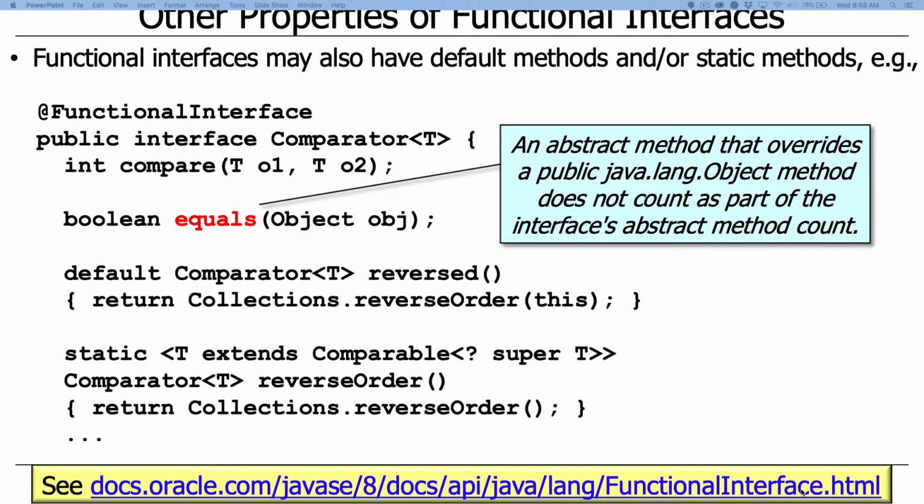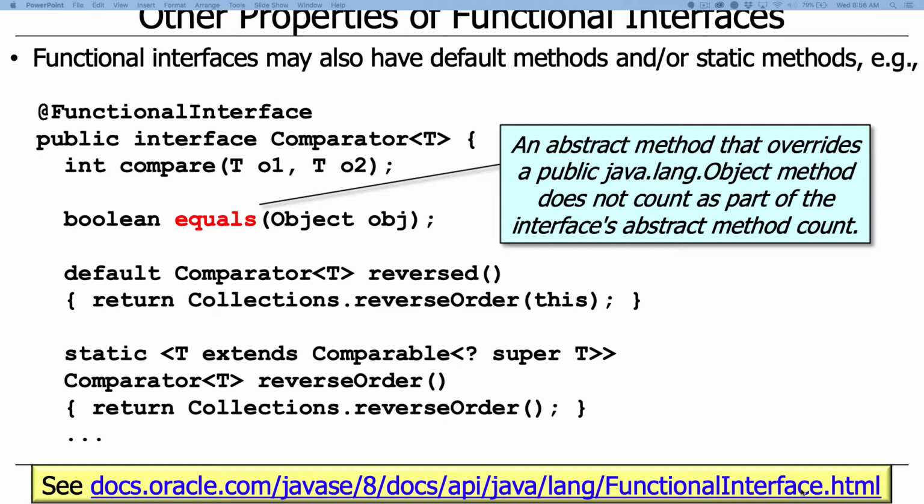Now, here's where things get really interesting. So it turns out that the comparator interface has two abstract methods in it. One of them being the compare method we talked about before, and one of them being the equals method. Now, what the heck is going on here? Before I told you that a functional interface could have one and only one abstract method, but now we've got two abstract methods. What's going on?